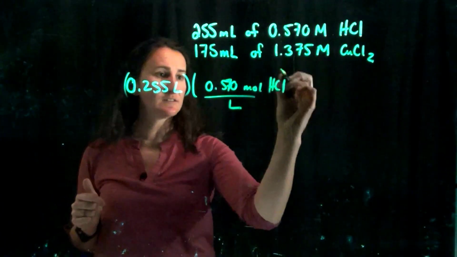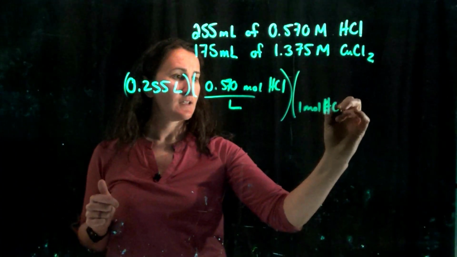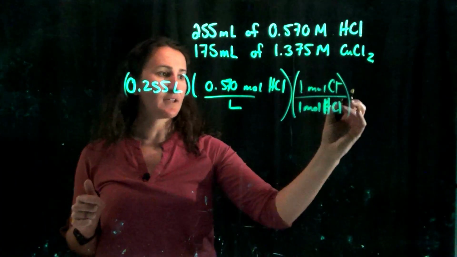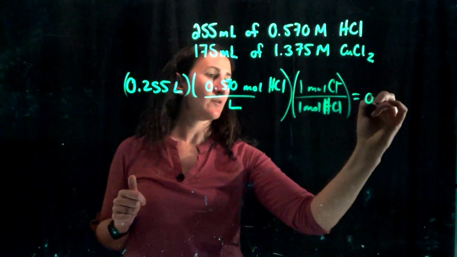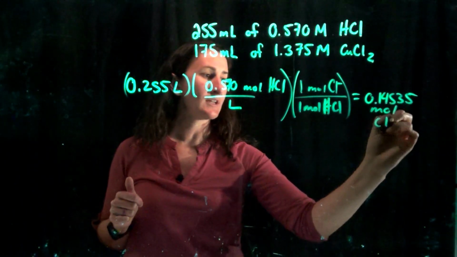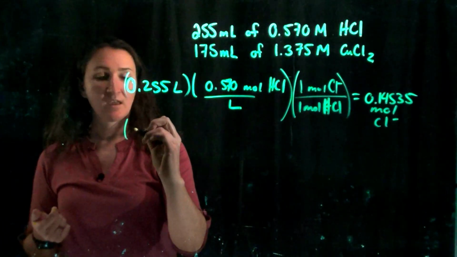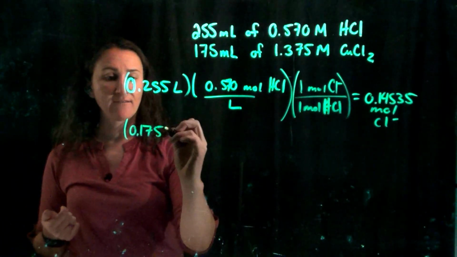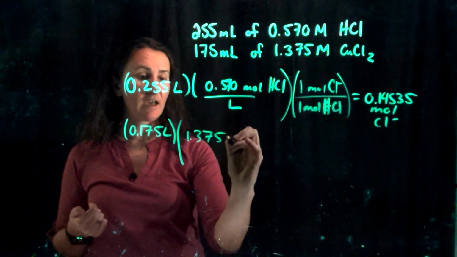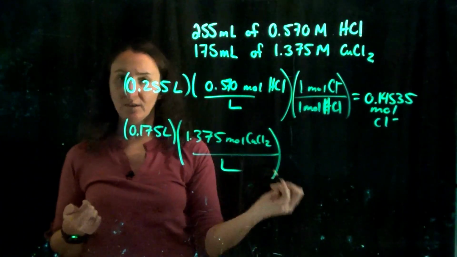So my liters are going to cancel. And then how many moles of chlorine ions are going to be present in 1 mole of hydrochloric acid? 1. So we've got 1 mole of chlorine ions. And that's going to give us a total of 0.14535 moles of chlorine ions. Same process now for the second part of our problem. 0.175 liters times 1.375 moles of copper 2 chloride, per liter.